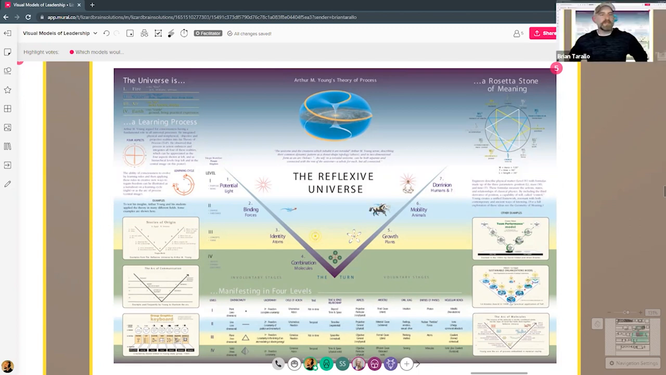Other questions about either the reflexive universe or the team performance model? If you want to do a twofer for this one, the team performance model is of course based on this one. I can just comment on the team performance model. I have done the actual assessment that they have online, but I also use it in the good old fashioned dot way, and have individuals do their own diagnosis and put the dots and then discuss what we need to do to move through the model.